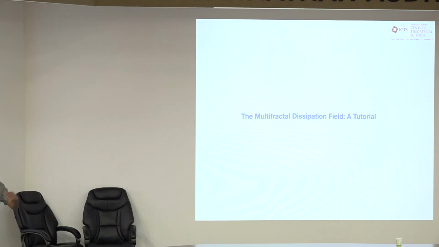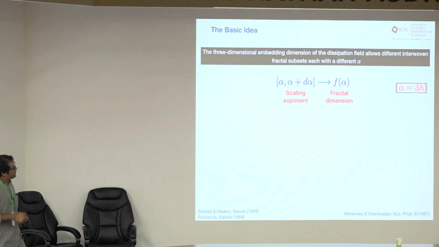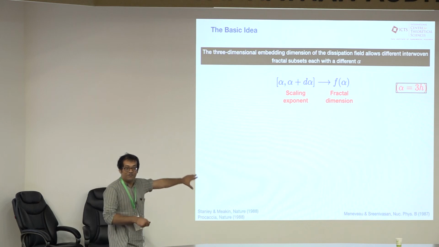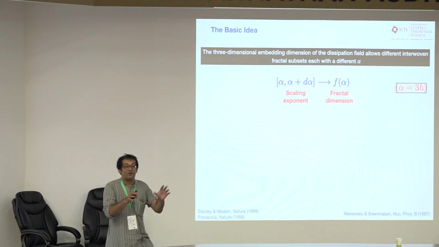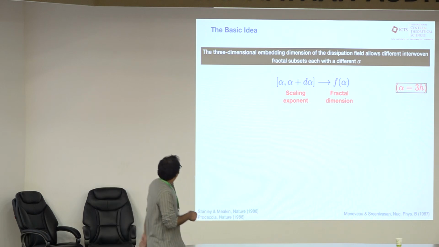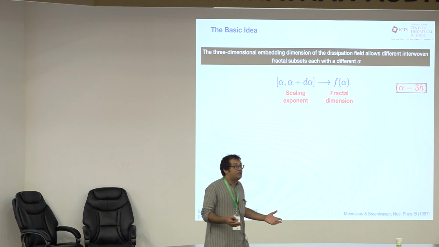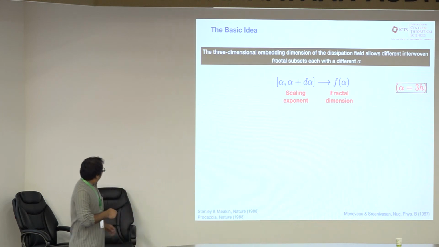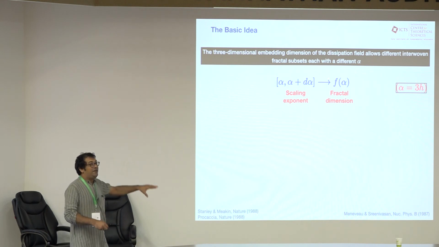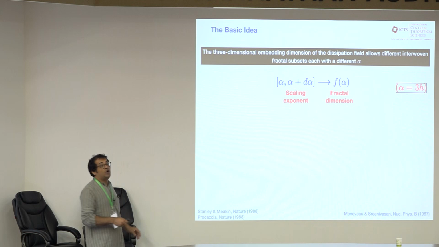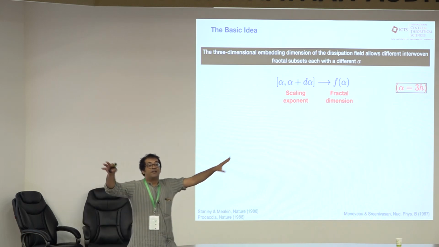Again, I'm still at the introductory level, and this is not really for the experts and senior people, but let me tell you how this works as simply as I can. The basic idea goes back to earlier studies, and this paper by Meneveau and Sreenivasan is very easy to follow if you want to play around with these models. The idea is that the energy dissipation field, which is embedded in 3 dimensions, let's say data from a wind tunnel, is not going to be 3-dimensional structures, there's enough experimental evidence for that, but is going to be interwoven fractal subsets, each with a different scaling exponent.